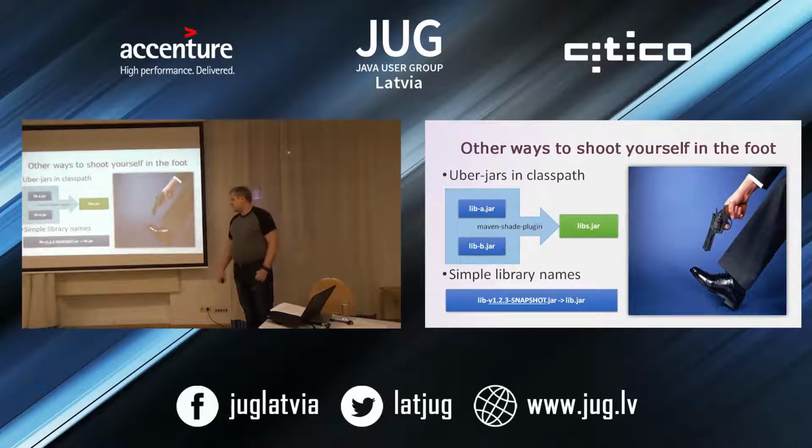Other ways to shoot yourself in the foot are, for instance, Uber jars. And I have seen an Uber jar in a big enterprise project for a huge investment institution. So it's not something which we only do at school. Uber jars is when you use a plugin, for instance Maven Shade, to combine several libraries into one big library. And the problem is that after you complete this task, you virtually have no way of telling what's inside this Uber jar. Another example is simple library names. That's something rare, but still it appears from time to time.